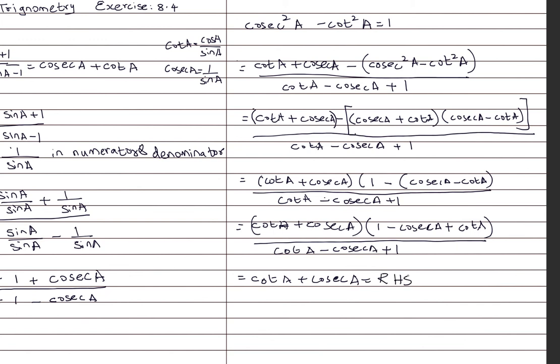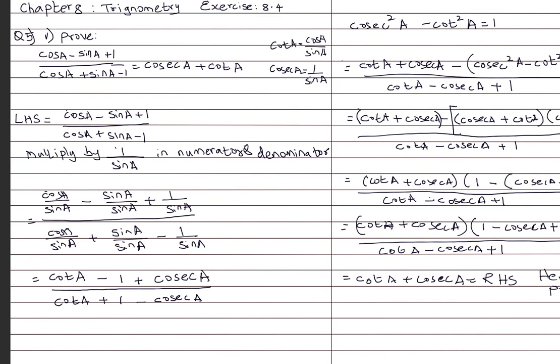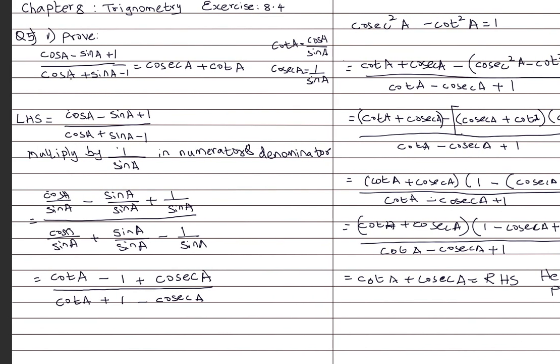Hence true. So we have used the identity cosecant square A minus cot square A is equal to 1 in this problem, and we have started by dividing the numerator and denominator by sin A so that it will match.